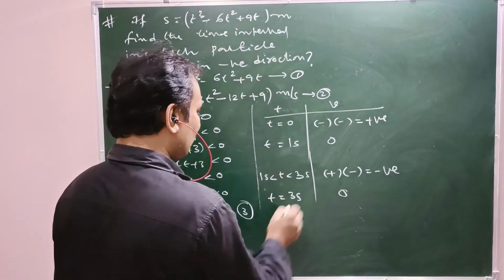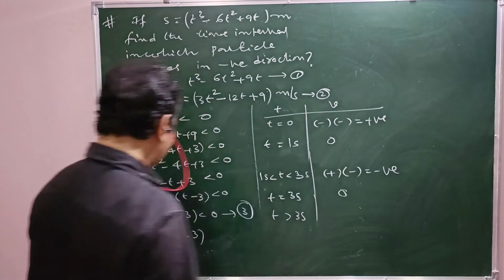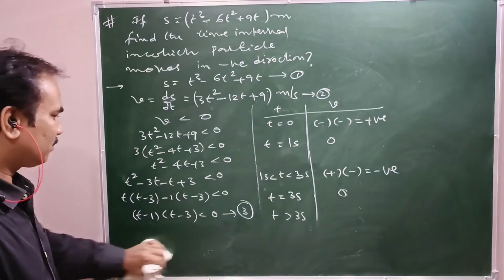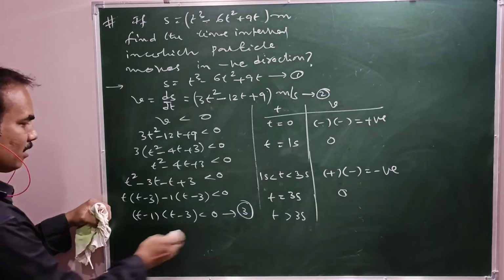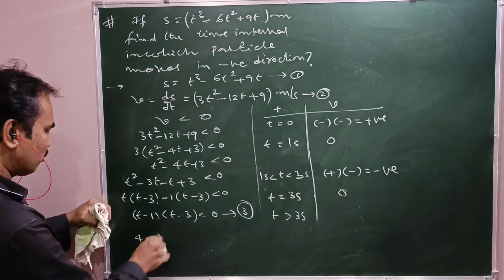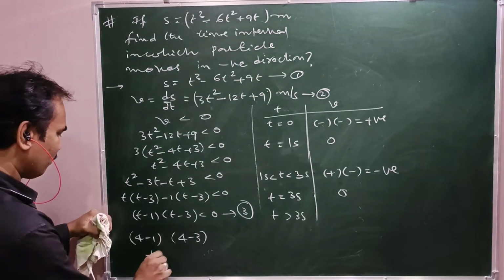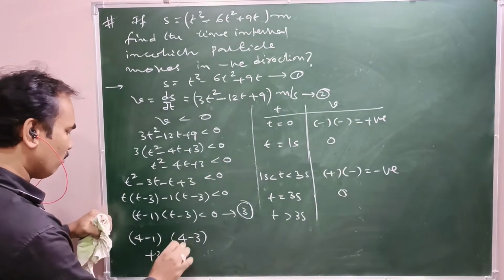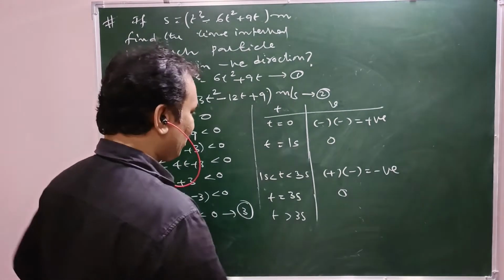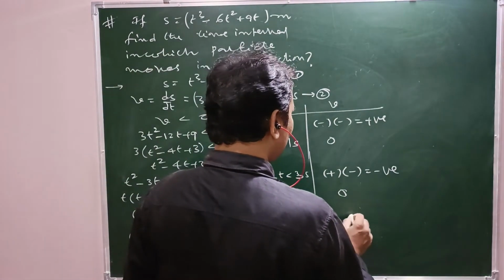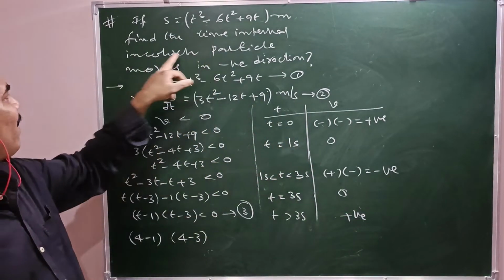Am I right? Suppose t greater than 3 seconds, for example 4 seconds. 4 minus 1 into 4 minus 3. Plus into plus, positive. Velocity is positive. Now see, what is the required condition here?